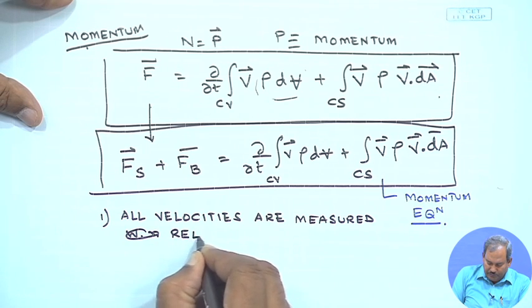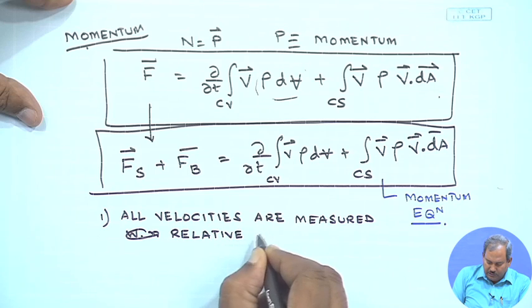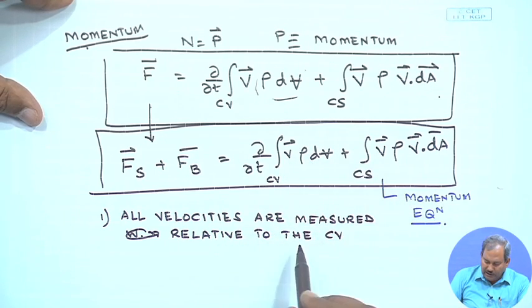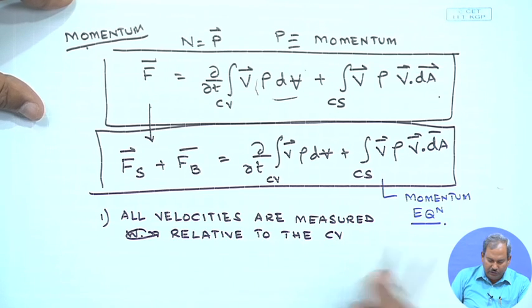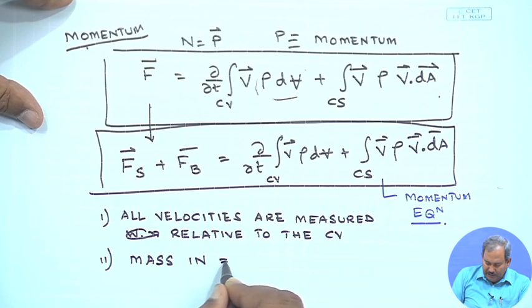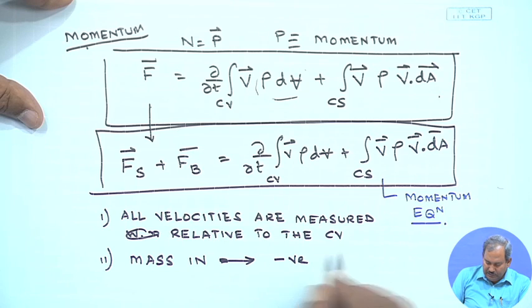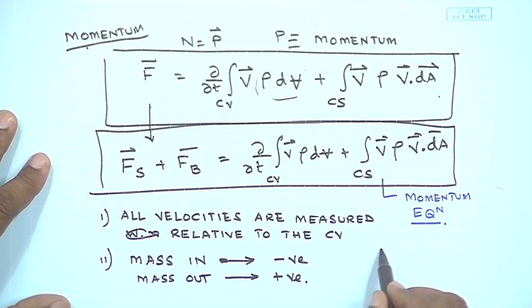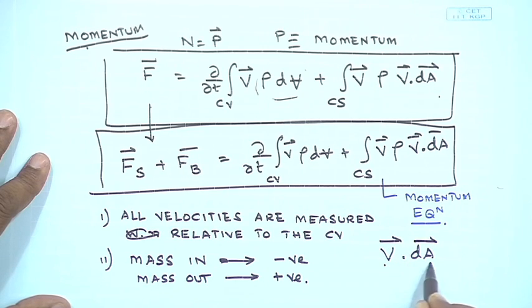Relative to the control volume. So, all the velocities that we refer to here are measured with respect to, or relative to, the control volume. And second, by convention, mass in is negative, and mass out of the control volume would be positive, which is clear because we have the dot product of the velocity vector and the area vector.